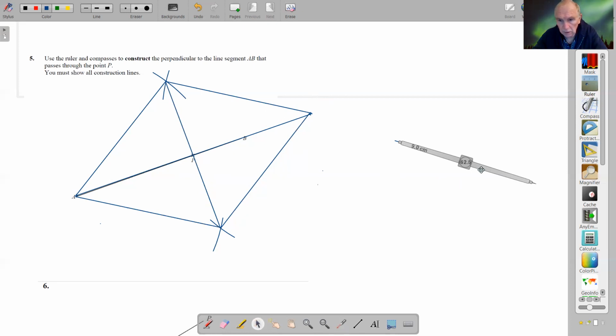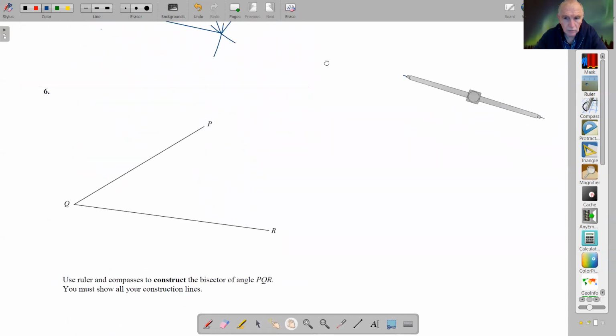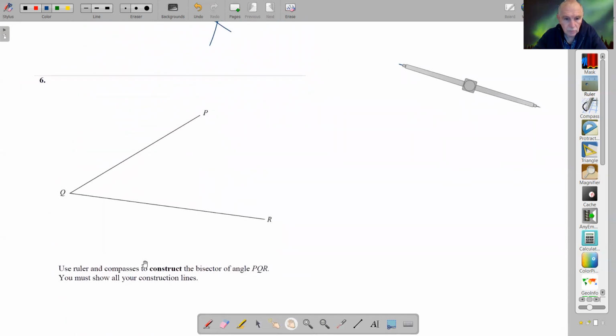Right. Let's have a look at the next one. Use a ruler and compasses to construct the bisector of angle PQR. Okay, well, I think I can already say that the diagonals bisect the angles. So let's just draw another rhombus, and hopefully that's going to do the trick for us. So let's set this to 9.0. That looks like a convenient figure.